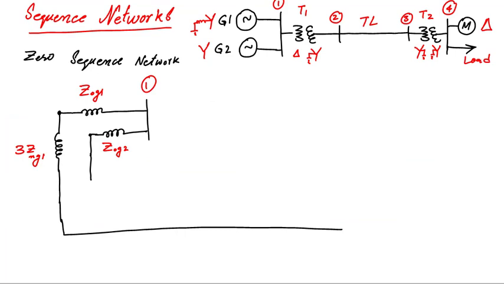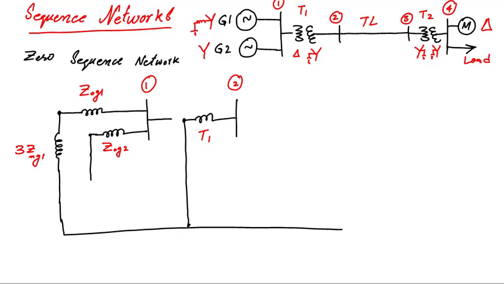So let's draw this transformer. Its zero sequence will be open from the delta side, but on the Y side it is grounded, as this is the neutral point. It is grounded through zero impedance, it is solidly grounded, so make a direct connection with the ground. This is transformer T1, which is connected between bus 1 and 2. This is its zero sequence.